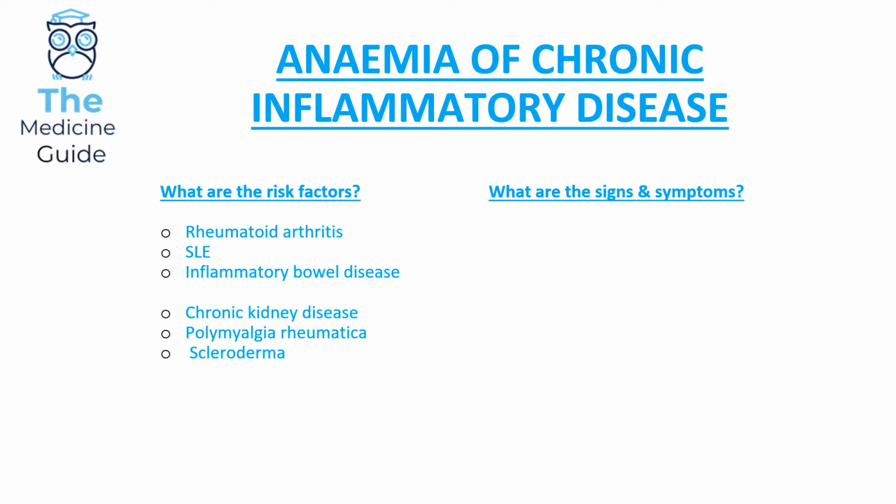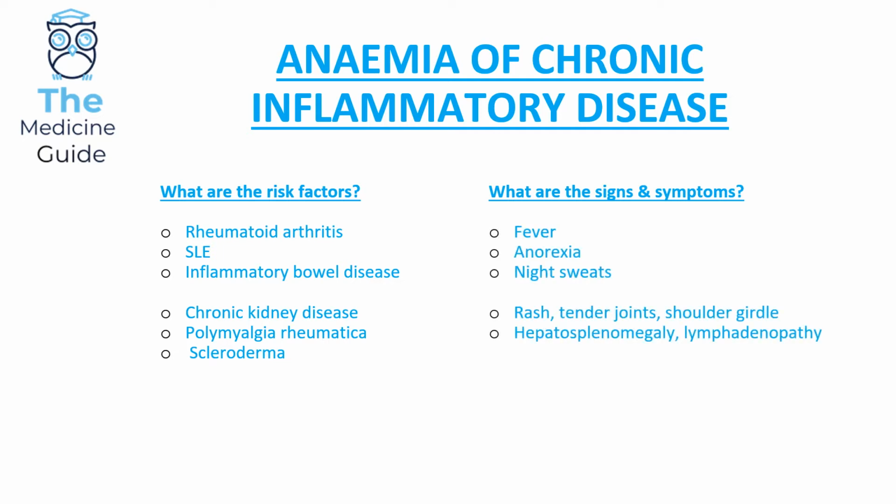Signs and symptoms of anemia of chronic inflammatory disease are as follows: fever, anorexia, night sweats, and some symptoms are more suggestive of the autoimmune disorder, like the rash, the tender joints and shoulder girdle. And then we've got some more systemic signs like hepatosplenomegaly and lymphadenopathy.